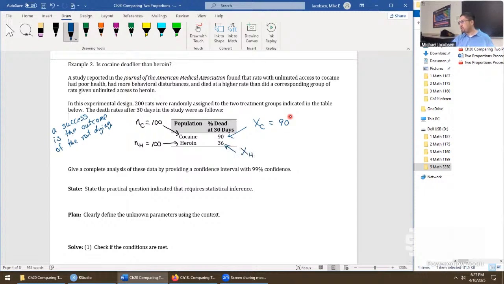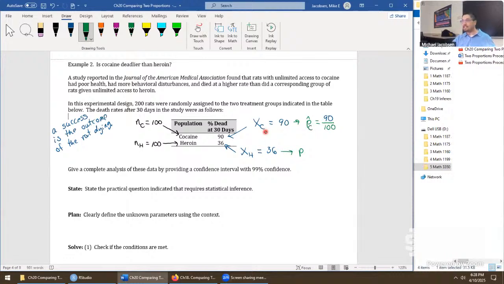36 means XH is 36. And now these lead to the statistics. P hat 1 is just the number of successes, 90, divided by the sample size, 100. I'm really used to ones and twos, so this is going to be a struggle, but it's a worthy struggle. Sometimes this really helps us think about the context all the way through, and it gives us a strong conclusion if we try to be descriptive this way.